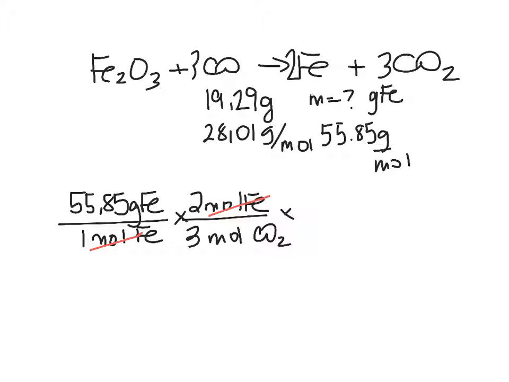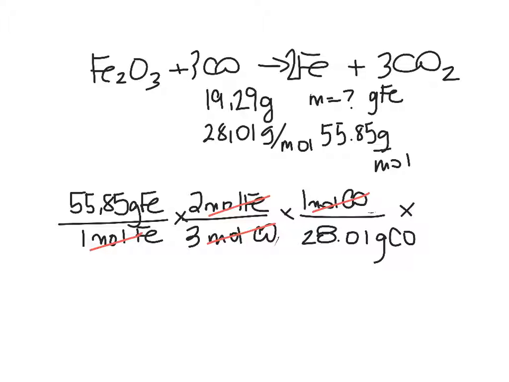Now I need to get rid of moles of CO2. What contains moles of CO2? It is up there. Alex. Would it be the 28.01 grams per mole of CO2? It would be the molar mass of, oops, sorry, that should be CO. Okay, so now moles of CO are gone. We've got grams of CO. One last quantity. 19.29 grams of CO. Gone.